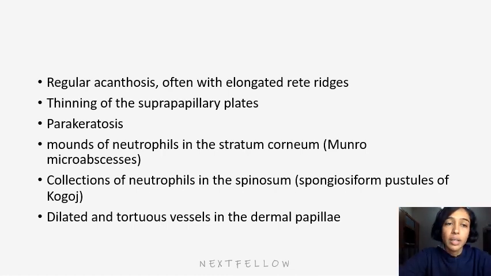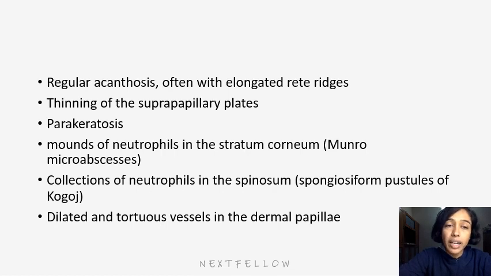Okay. There's parakeratosis, that means the presence of nuclei up to the stratum corneum, which is not a normal feature. So because of the rapid multiplication of cells in the epidermis, the nucleus which is present in the basal layer can still be found up until the stratum corneum in psoriasis, which is not normally there.